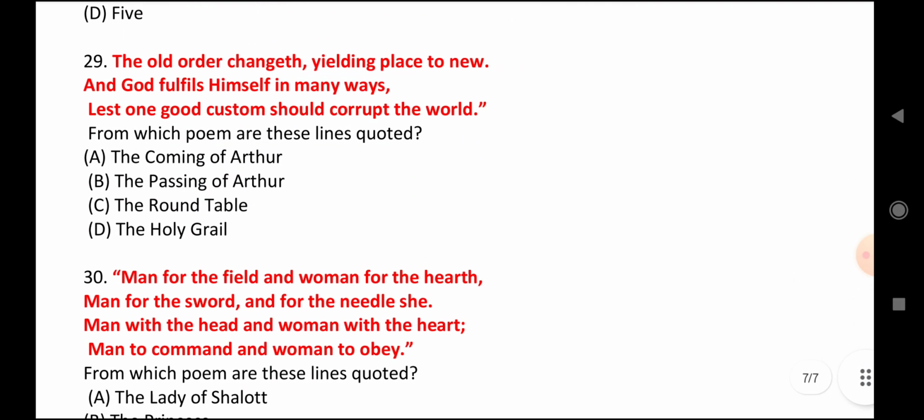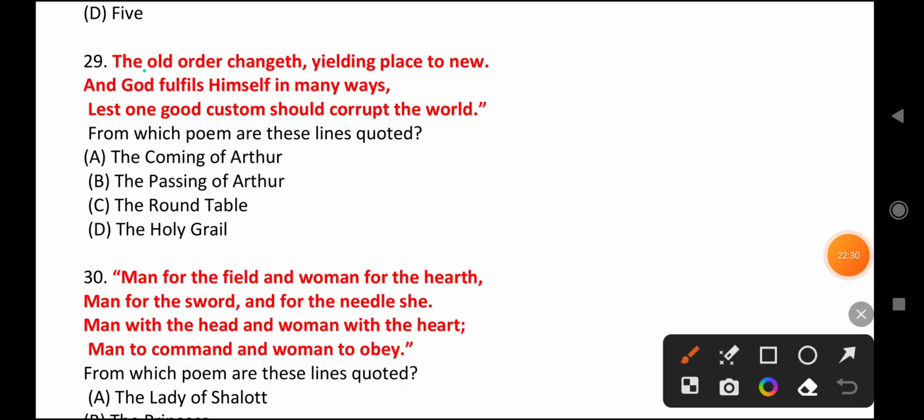Now let's come to the next question. The old order changeth, yielding place to new. Old things change so that new things can come. God fulfils himself in many ways. We cannot judge the ways of God because God fulfils the need and the demand and does justice in many ways. Lest one good custom should corrupt the world. Which poem are these lines quoted from? These lines are quoted from The Passing of Arthur.